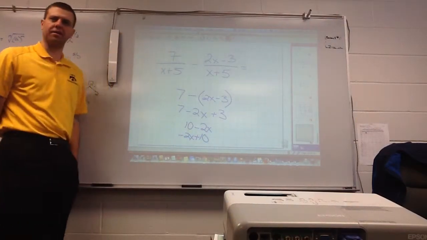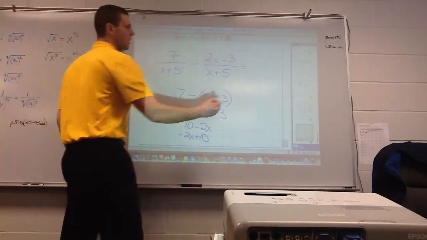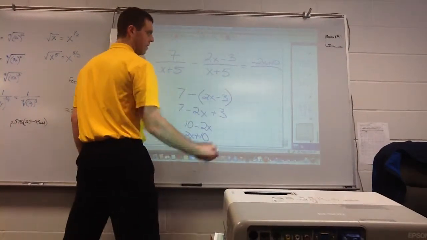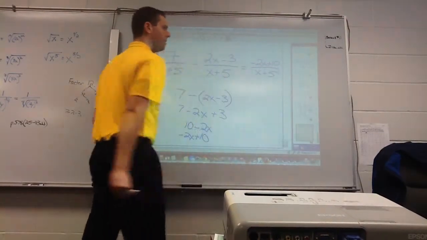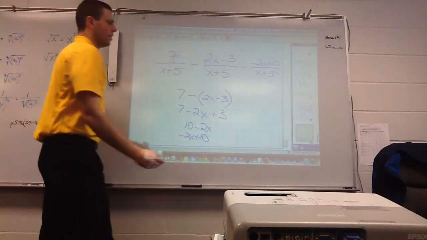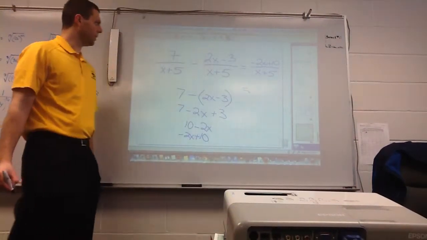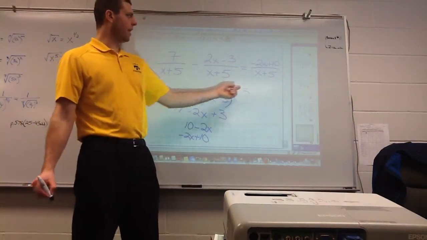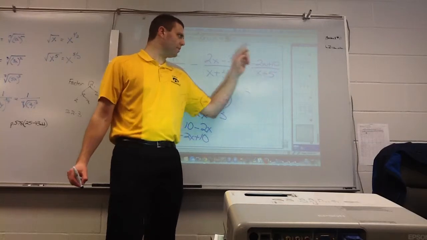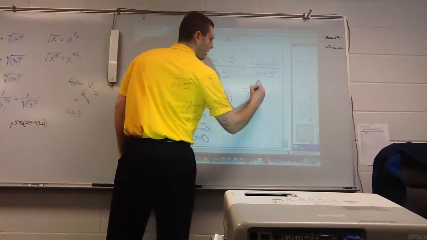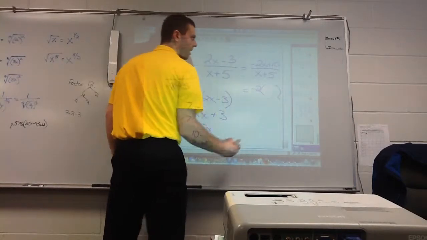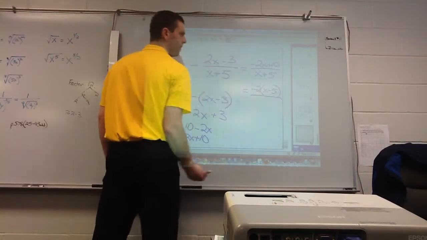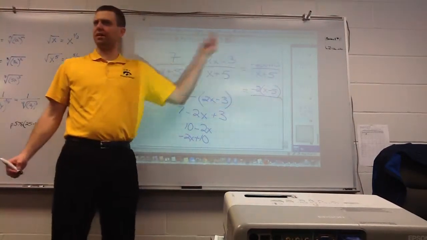I don't care how you want to write it. Okay? Negative 2x plus 10 all over x plus 5. Sometimes, to know if you can simplify, you might need to factor. This top is factorable. I don't think it's going to simplify, but I can pull out a negative 2, right? And then I'd have x minus 5 left over. You guys agree with that? For the numerator? See what I did there? I took out a negative 2.